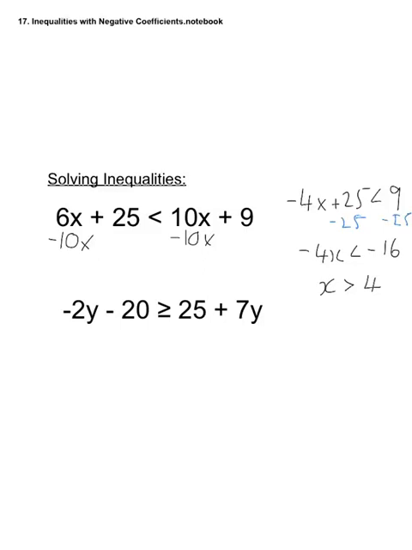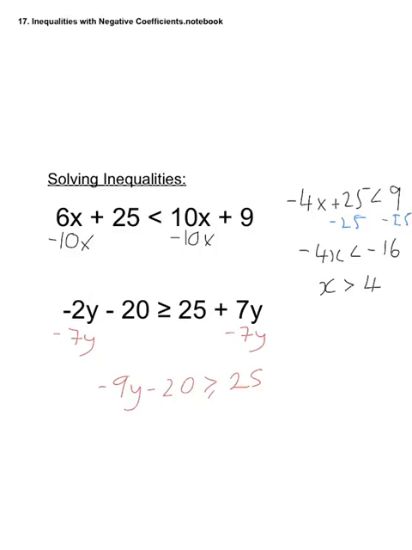Okay, let's try one more example of that just to make sure that we've got it. Okay, so first things first, we're going to take 7y off both sides for this one. Take 7y from there. Negative 2y, take away 7y is negative 9y's. Take away 20 is greater or equal to 25.